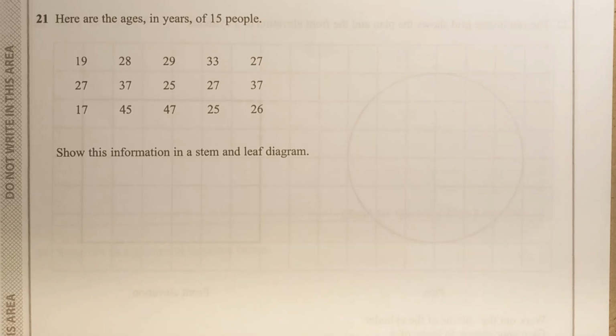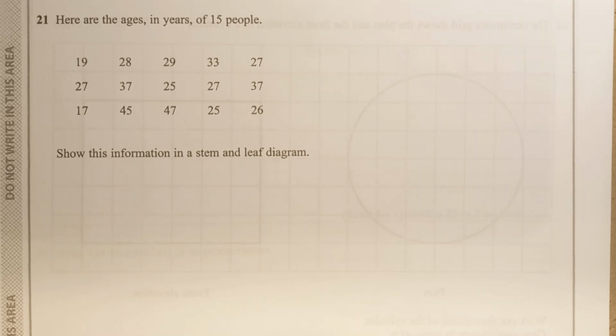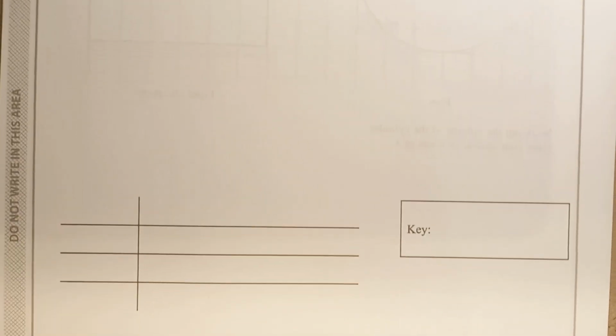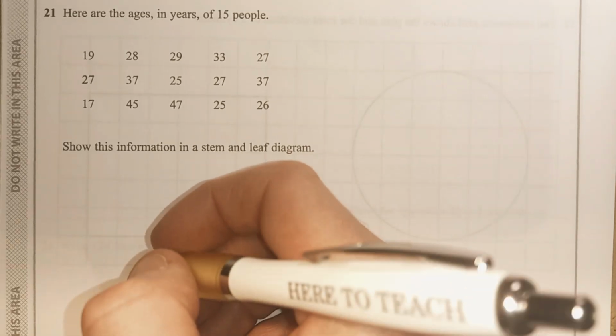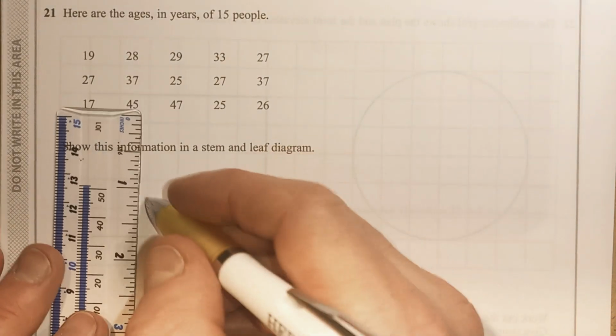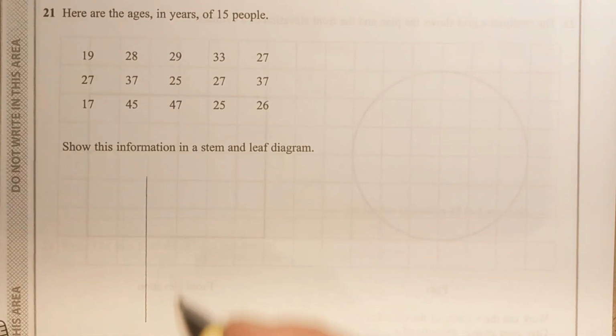Question 21. Here are the ages in years of 15 people. Show this information in a stem and leaf diagram. Right, so they've actually given us a stem and leaf diagram down here. What I'm going to do is sketch one. I can still use my ruler for it. I'm going to sketch one to do as a rough working. And it's always good to sort them as well, so I'll do this as my practice one.